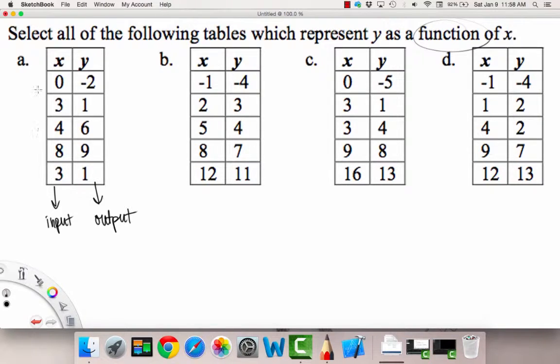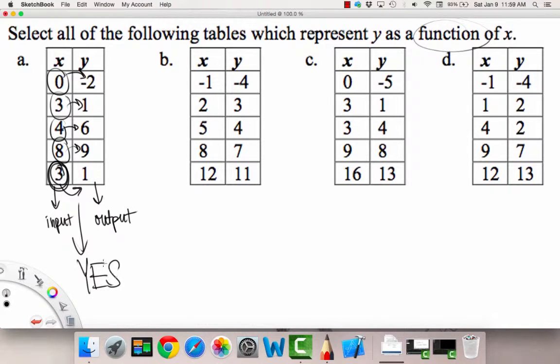Okay, so let's look at A. We have 0 produces a -2. That's fine. That's the first time we've seen it. So now we know that that's the set output for that given input. For 3, we get a 1. For 4 we get a 6. All right, we're moving along. 8 we get a 9, and 3, okay, so we see a repeated input, right? So we just have to make sure it has the same exact output that it had before, and it in fact does. So this means that we have a function. I'll just write yes.